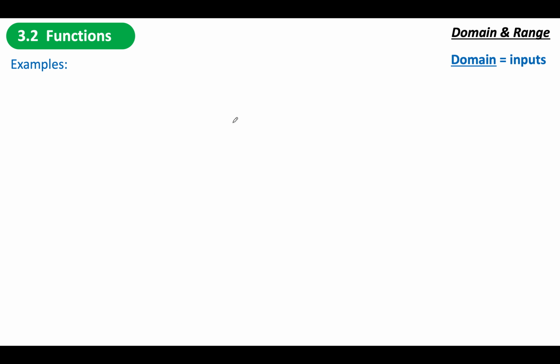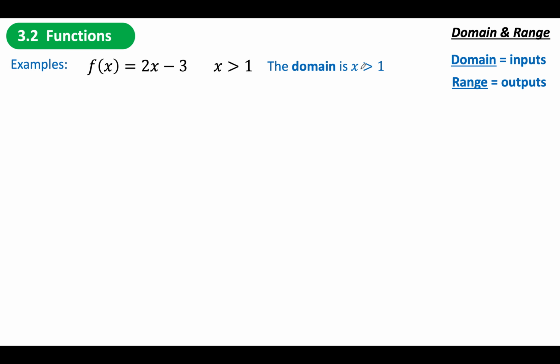So remember, domain is inputs, the range are the outputs. So here I've got a function, f of x. I'm now redefining my f of x. It's now 2x minus 3. And it's defined a domain, which is x is bigger than 1. So I'm allowed to put in all the figures bigger than 1 into my expression. Domain is x is bigger than 1, right?